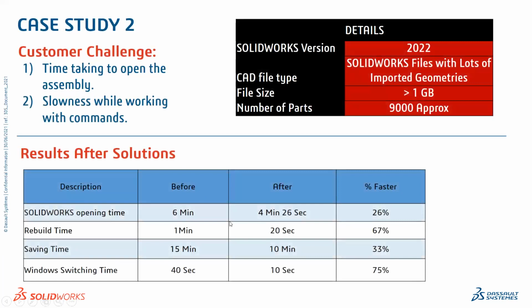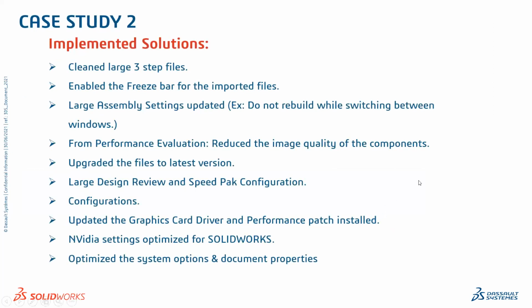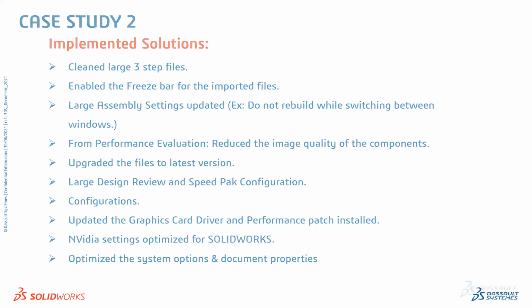Now you can see the results again. The complete opening time is 26% faster. Rebuild time is 67% faster. Save time, sometimes saving is also a little painful, right? So that is 33%. So these are the two case studies. I have many case studies like this, but these two are more interesting and related to our large assembly perspective.